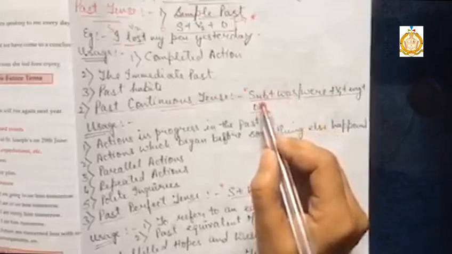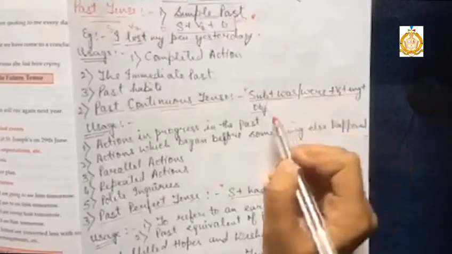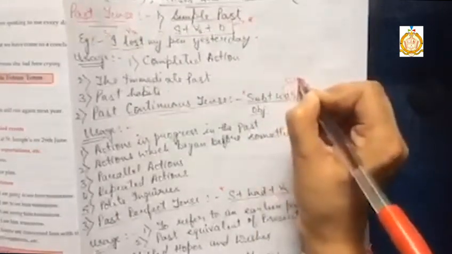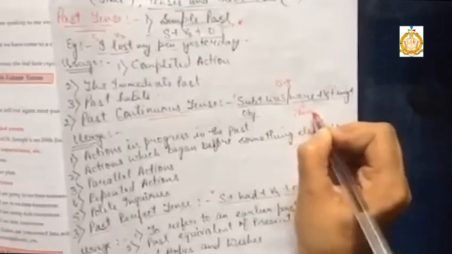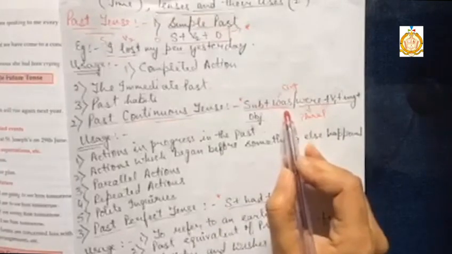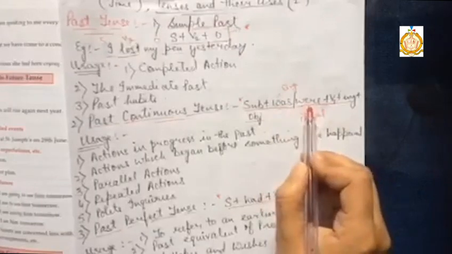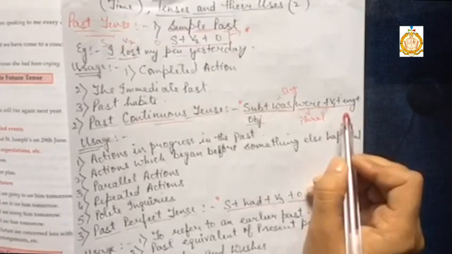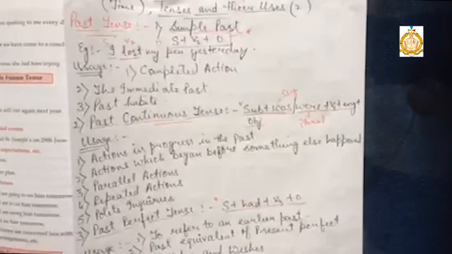Its formation is subject plus was/were plus verb's first form plus ing plus object. And was is used with the singular subject, whereas were is used with the plural subjects. If your subject is singular, the helping verb which you will choose will be was, and if it is plural, it will be were. Plus the verb will be in the very first form, followed by the word ing over there. For example, I was playing in the garden.